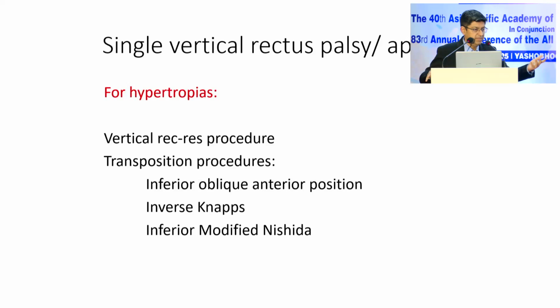One of them we discussed when we were talking about fixation duress for other eye management of monocular elevation deficit. You could do an inferior oblique anterior positioning and use the anti-elevation to help you to get a bit of correction there. You can do an inverse knapp or an inferior modified Nishida.